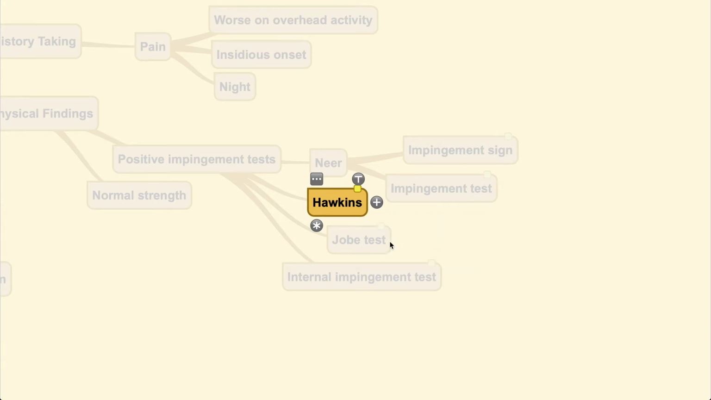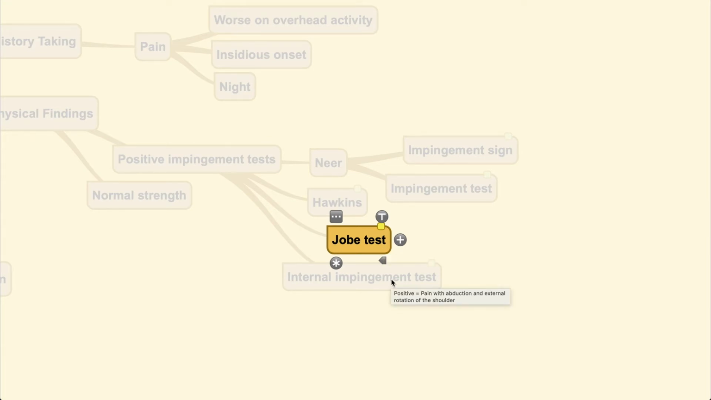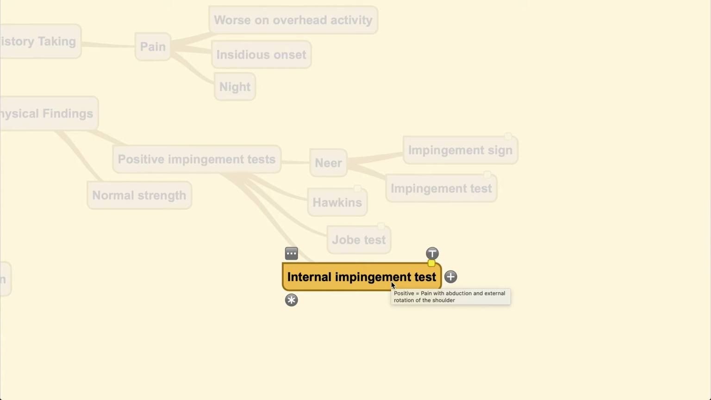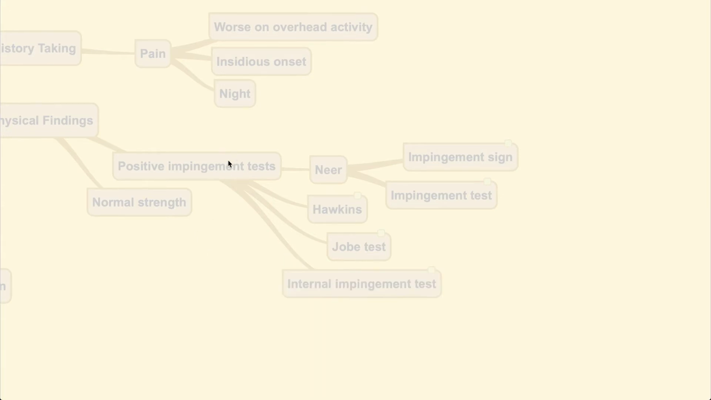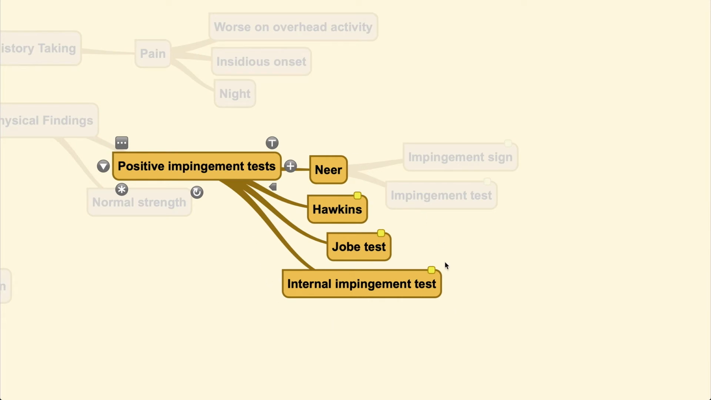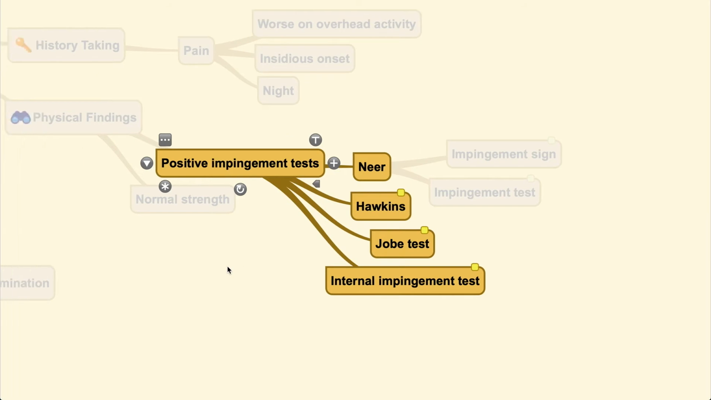The other tests include the Jobe test, which is done by resisted pronation and forward flexion to 90 degrees, and also the internal impingement test, which is deemed positive when there is pain with abduction and external rotation of the shoulder. Now once again, if you want to learn more about these physical exams, it's good if you could log into the Physio Tutor channel. They give marvelous examples of how to perform these specific tests.